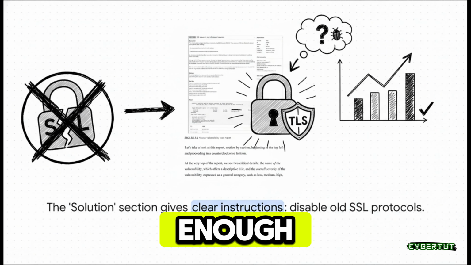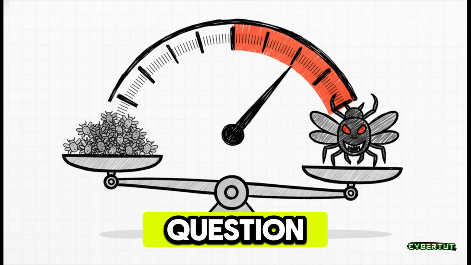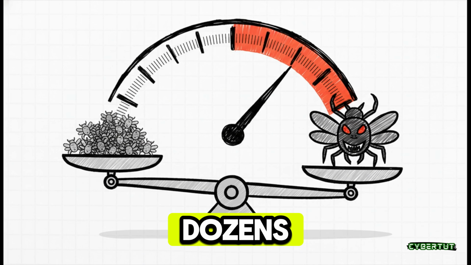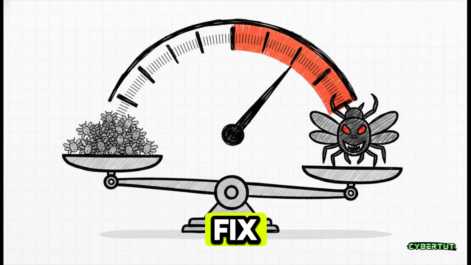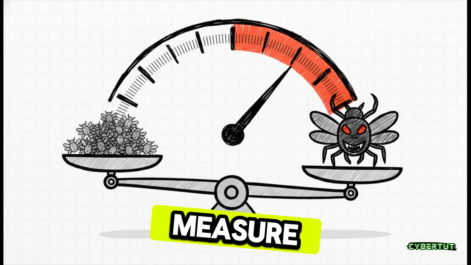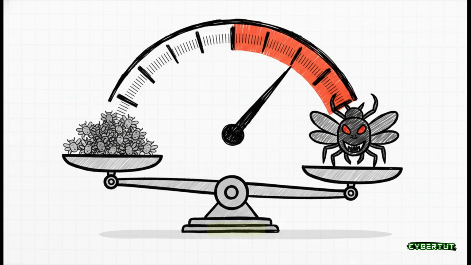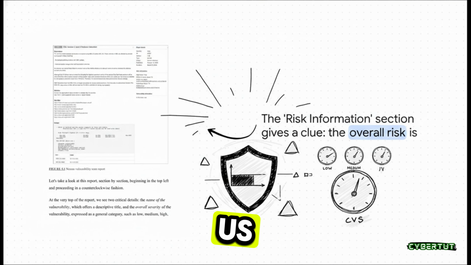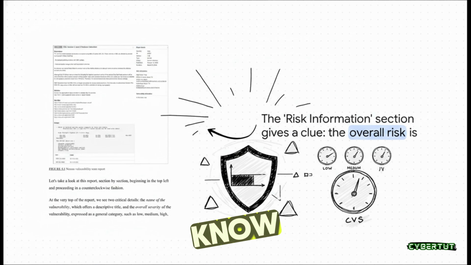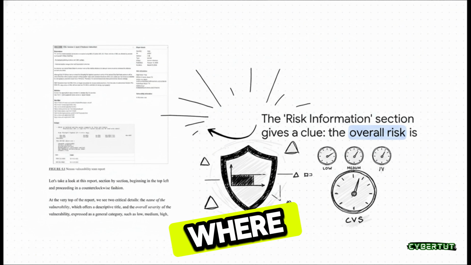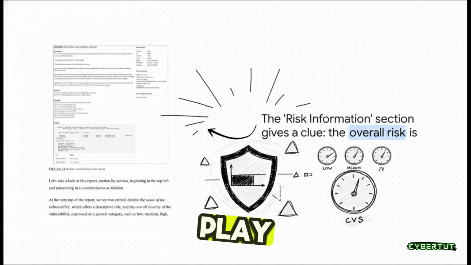Easy enough. But here's the million-dollar question. An organization might have dozens, maybe hundreds of these vulnerabilities. So how on earth do you decide which one to fix first? We need some way to measure the danger. How bad is this really? The report gives us a little clue here in the risk information section. It's got a general category, high, but you know, high can mean different things to different people. To really prioritize, we need a standardized score, and that's where a system called CVSS comes into play.